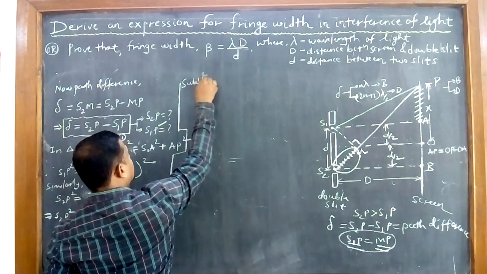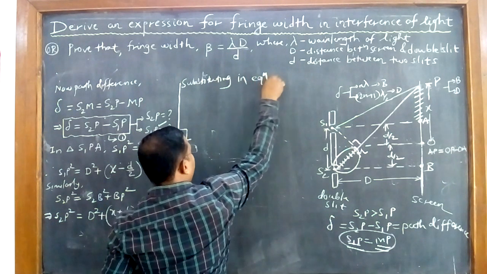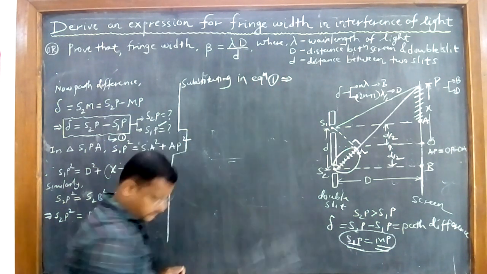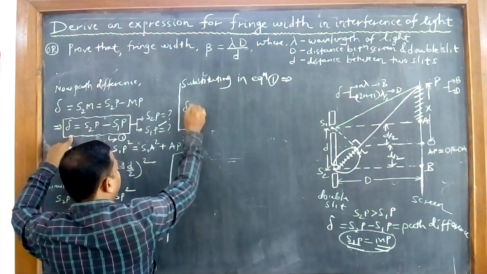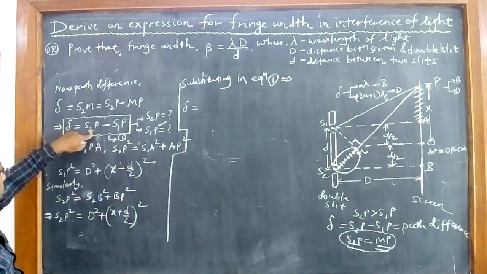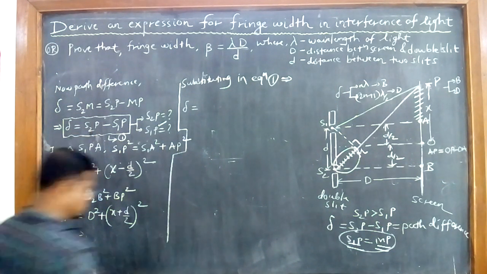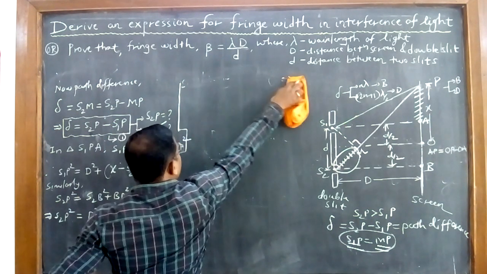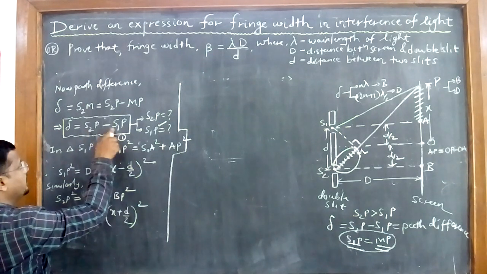Substituting in equation 1, we get... what is equation 1? Left hand side delta is equal to S2P minus S1P, right? But I have got this formula here, so before substituting, I will subtract these two equations. Why subtract? Because equation number 1 is S2P minus S1P.